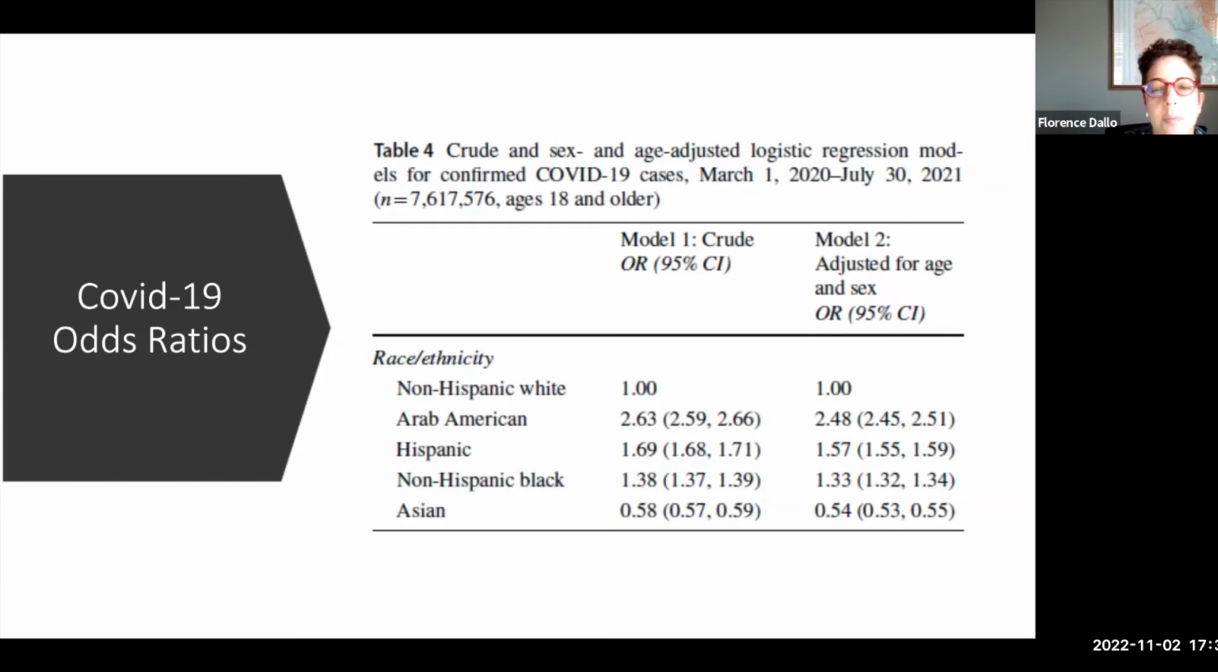So, again, because we use state data, unfortunately, state data doesn't collect a lot of other demographic and socioeconomic status variables. And so that's why we only had sex and age in these data. Next slide.